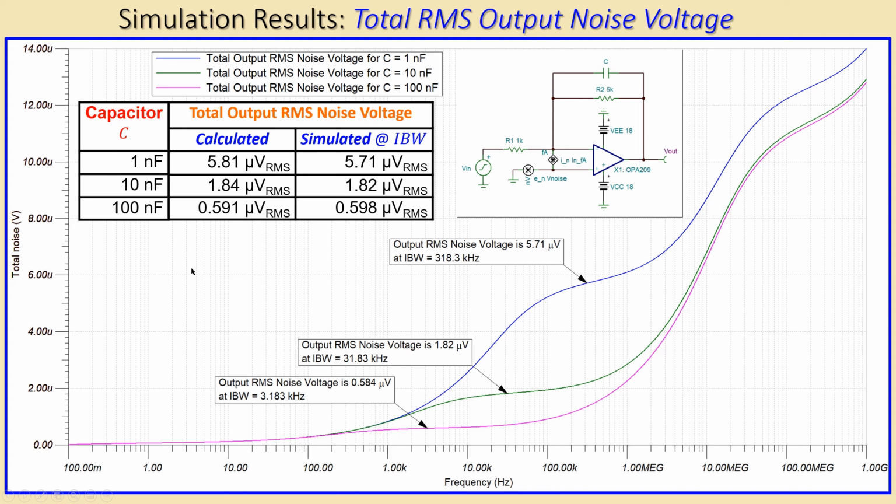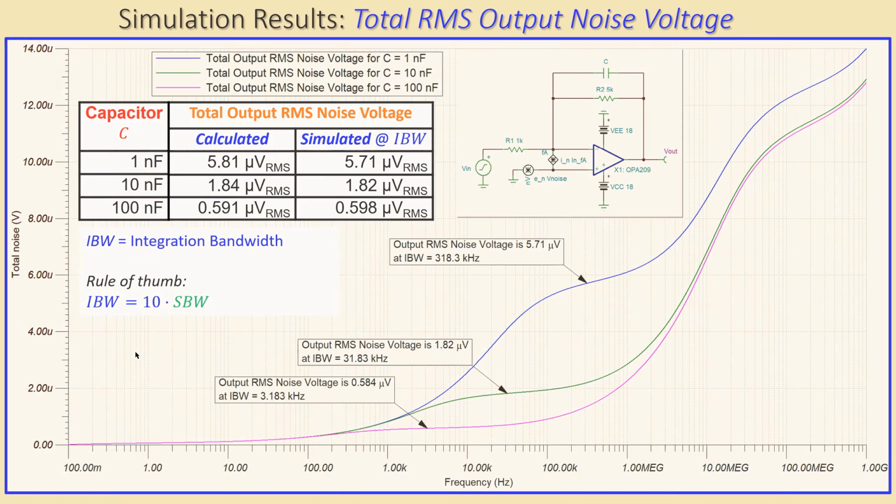In this case, again, important, you need to look at the integration bandwidth to determine the actual value. So if you go all the way to, for example, 1 gigahertz, you will see that it will be 14 microvolts RMS, which will be, of course, not the actual value for the specific case. So again, integration bandwidth is important, and the rule of thumb is integration bandwidth is 10 times the signal bandwidth, and we have used this in this simulation.